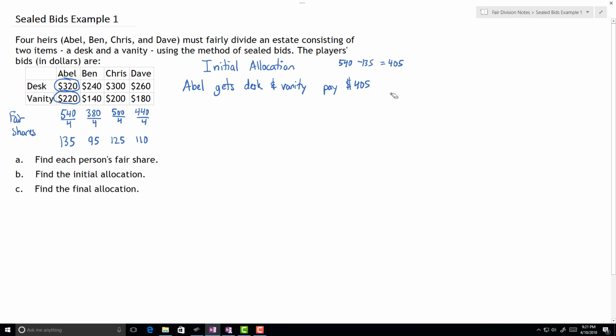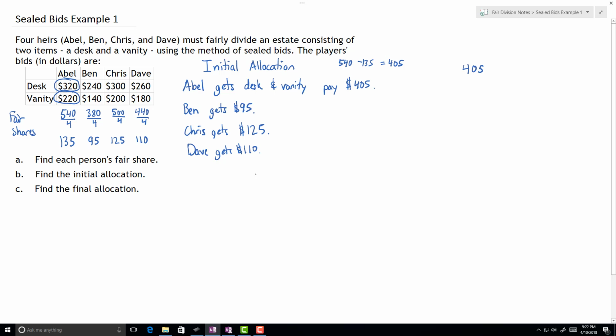We'll just say he pays it. We've got a pot over here. Here's our holding pile, $405 in it. Now Ben, he did not win any items, so Ben gets his fair share in money, $95. Chris did not win any items either, so Chris gets his fair share of $125. Dave, no items again, but he gets his fair share of $110.